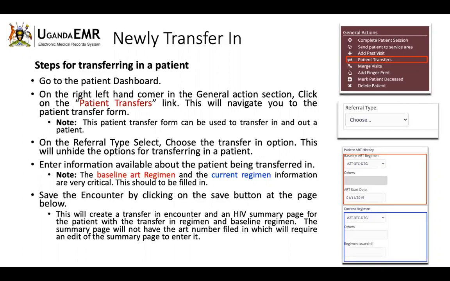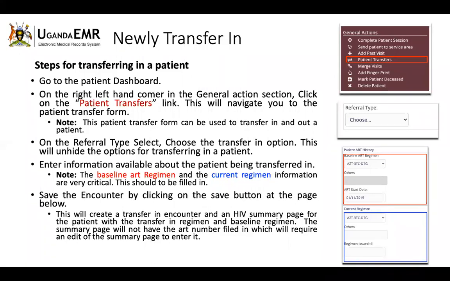I would like to emphasize mainly two key details of information which you have to fill in. There is the baseline regimen, and then the date when the patient started ART. You remember that these are very key when it comes to computing reports, and also when it comes to taking care of a patient. So when you select the baseline regimen, which you're going to get on the comprehensive transfer form, then also you fill in the ART start date.